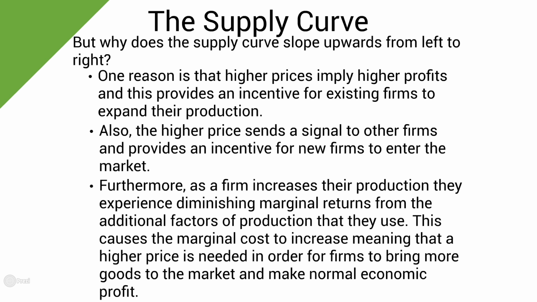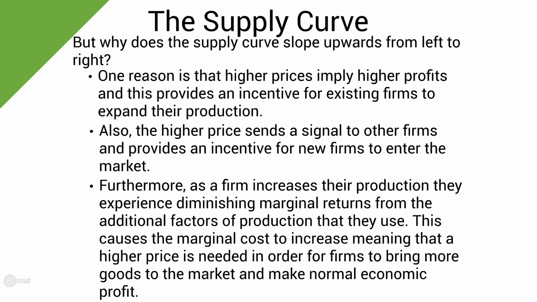Furthermore, as a firm increases their production, they experience diminishing marginal returns from the additional factors of production that they use. This causes the marginal cost to increase, meaning that a higher price is needed in order for the firm to bring more goods to the market and make normal economic profit. This is why the supply curve is upward sloping.